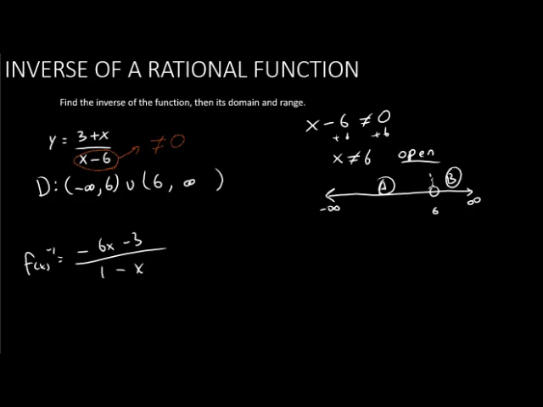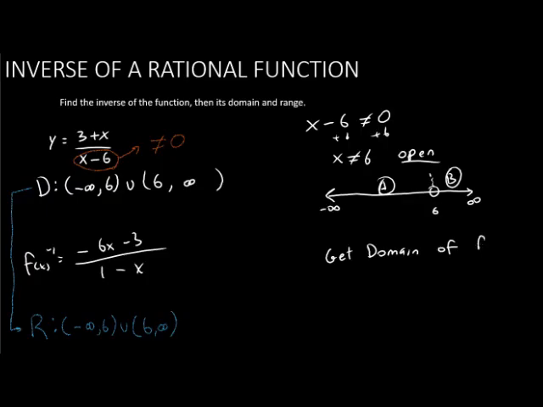Also remember that the domain of the original function becomes the range of our new function. This means since we know the domain of the original, we can get the range of our new inverse. That will also be negative infinity to 6, union 6 to infinity. Now we don't know the range of our original function, but now we can get the domain of our inverse. Getting the domain of the inverse will give us the range of the original.